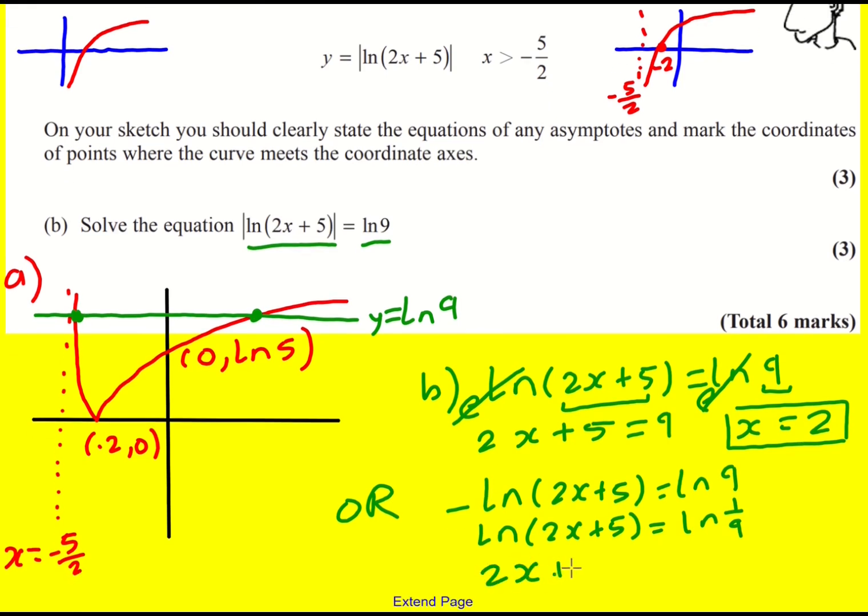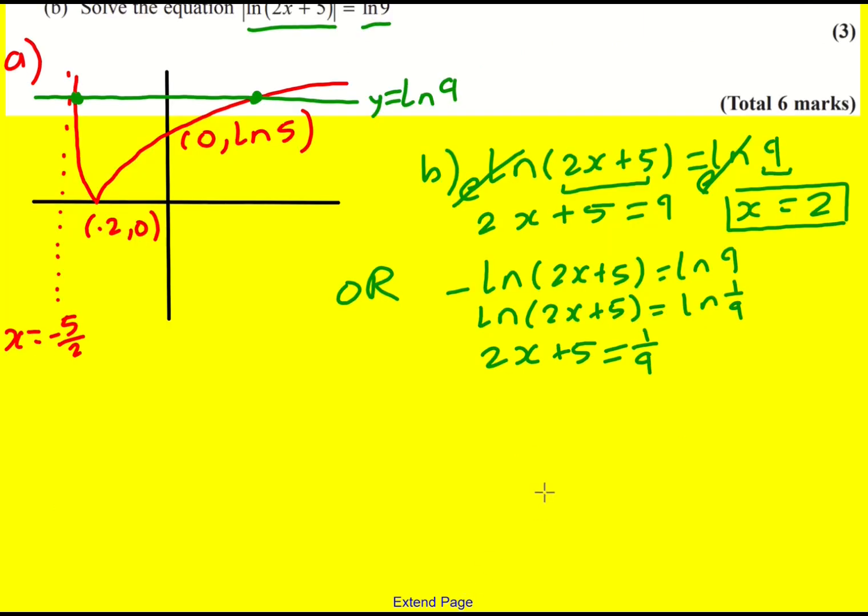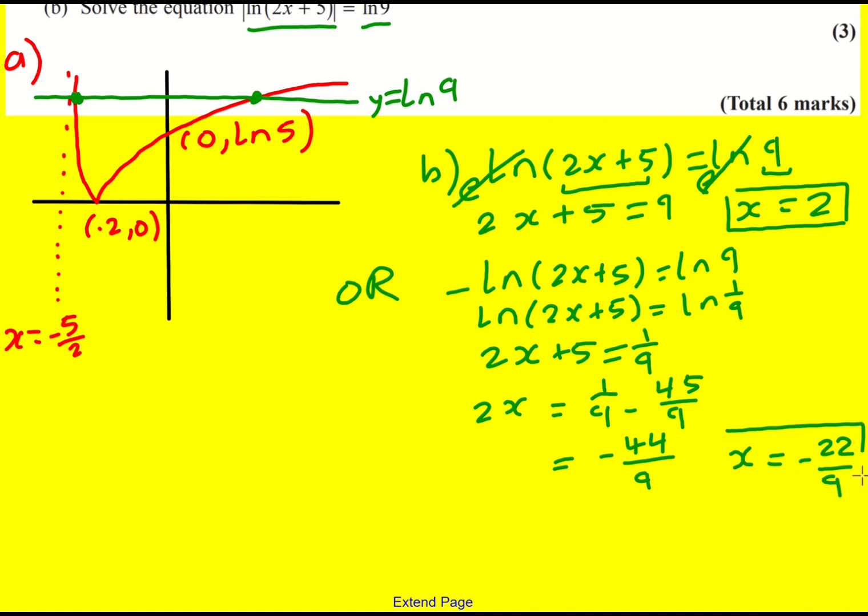So now 2x + 5 is equal to 1 over 9. 2x is going to equal 1 over 9 minus 45 over 9, which is minus 44 over 9. So if I divide through by 2, it's going to be minus 22 over 9. Brilliant.